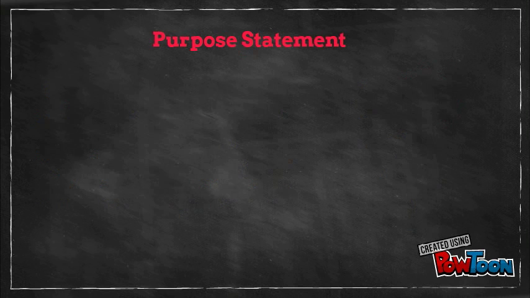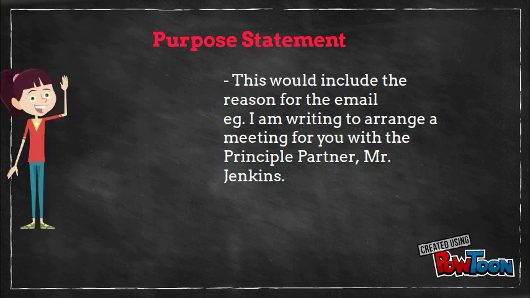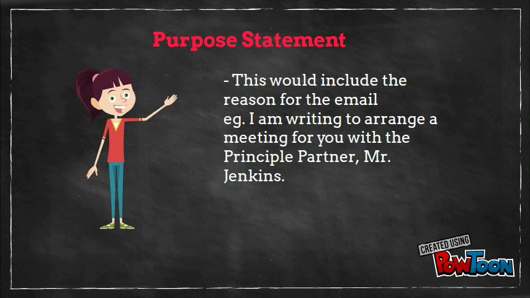Now, the purpose statement is vital because it includes the reason for the email, such as the example shown. "I am writing to arrange a meeting for you with the principal partner, Mr. Jenkins." It is important to note that use of contractions is not allowed. Use "I am" instead of "I'm."